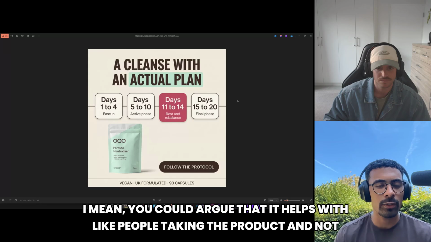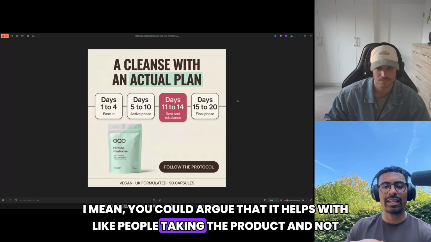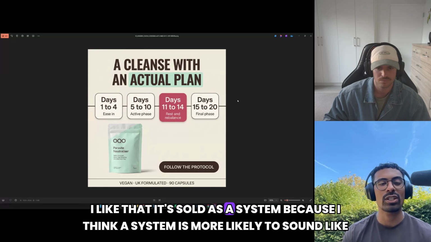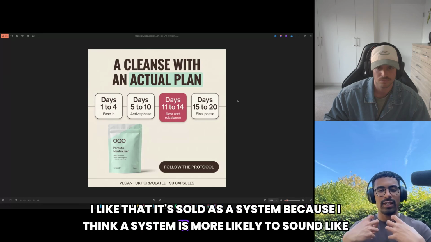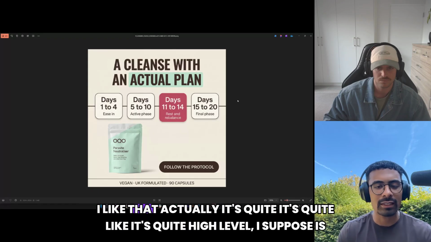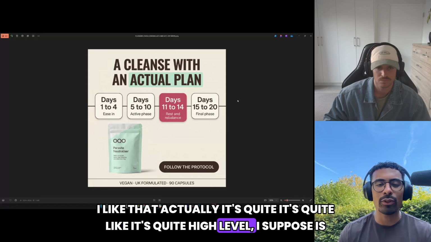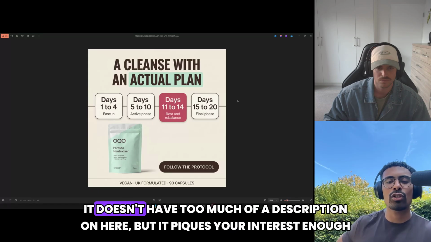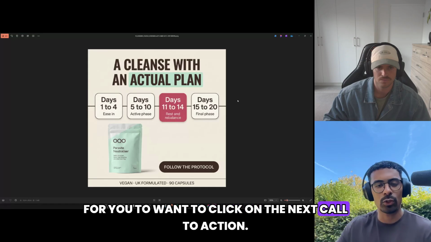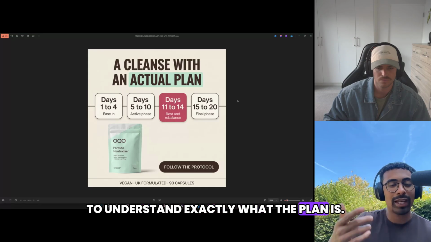I mean, you could argue that it helps with people taking the product and not thinking it's an overnight thing. I like the specificity of it. I like that it's sold as a system because I think a system is more likely to sound like it works than if you just say, take this every day, it's good for you. It's just too broad. I like that it's quite high level. It doesn't have too much of a description on here, but it piques your interest enough for you to want to click on the next call to action to understand exactly what the plan is.